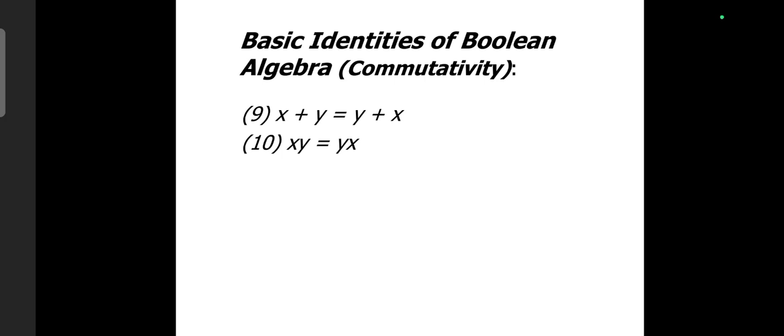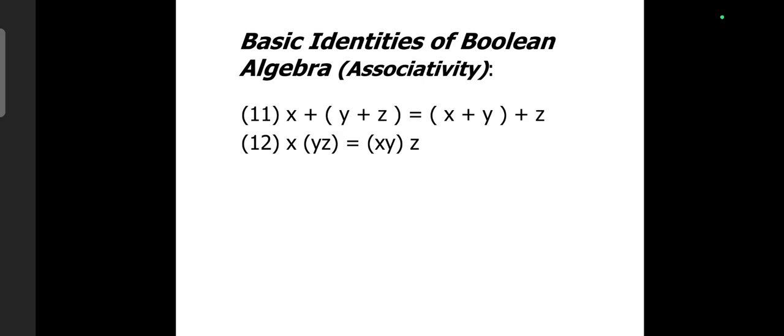This property may appear simple, but it provides greater flexibility while rearranging Boolean expressions. During circuit simplification, engineers frequently reorder terms to identify patterns and apply other identities more easily. The commutative property allows us to organize expressions without changing logical behavior, making algebraic manipulation much more convenient.